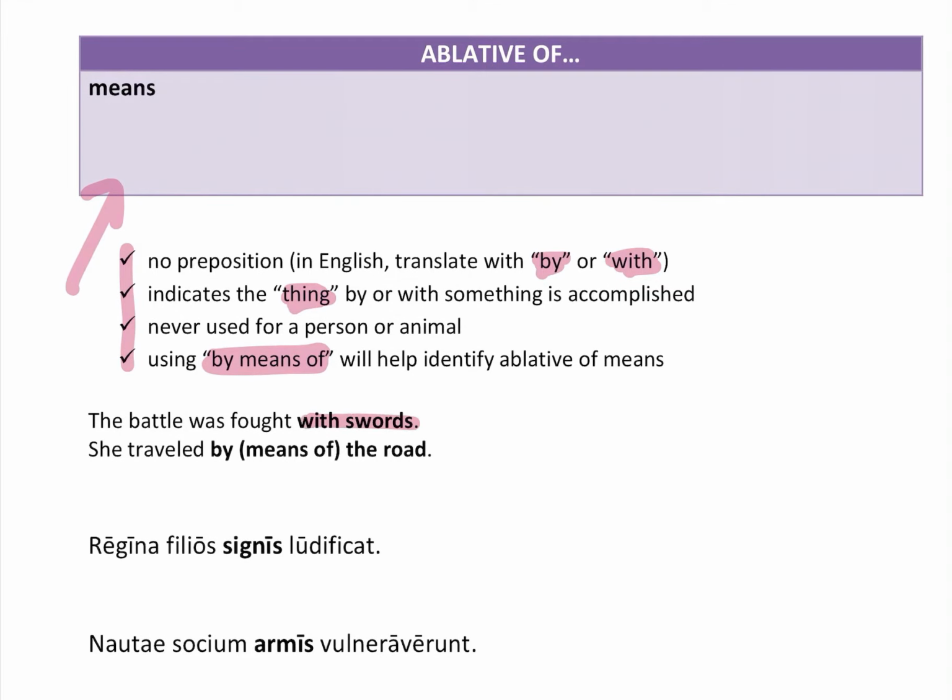Let's take a look at a couple of these. I have already highlighted for you what would be in the ablative. So the battle was fought with swords. Right? That's your ablative. How was it accomplished that the battle was fought? What did you use to fight the battle with? With swords. That's why it's in the ablative.